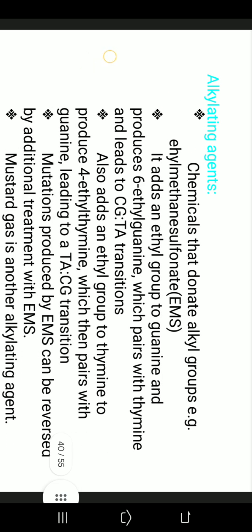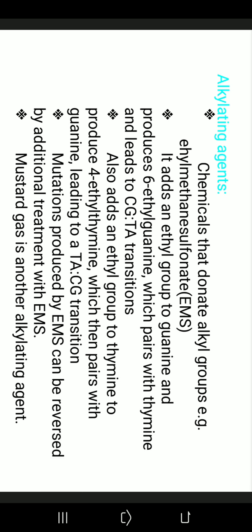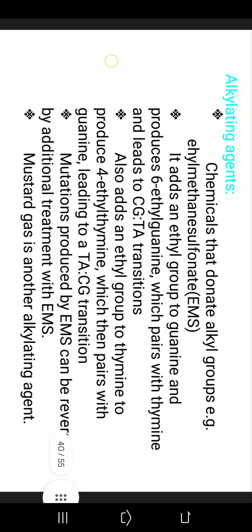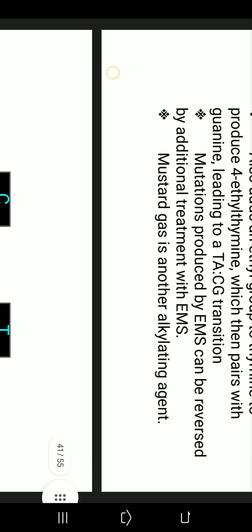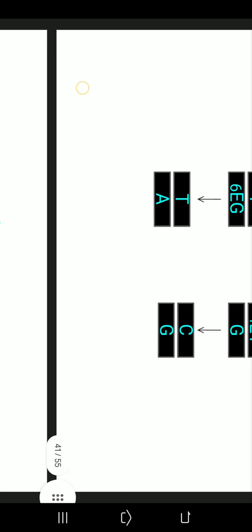Alkylating agents are chemicals that donate alkyl groups. Example: ethyl methane sulfonate (EMS). It adds an ethyl group to guanine and produces 6-ethyl guanine, which pairs with thymine and leads to CG to TA transitions. It also adds an ethyl group to thymine to produce 4-ethyl thymine, which then pairs with guanine, leading to a TA to CG transition. Mutations produced by EMS can be reversed by additional treatment with EMS. Mustard gas is another alkylating agent, as you can see in this picture.